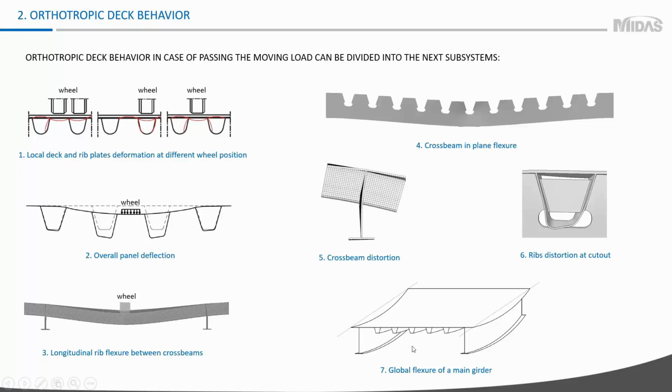And the final subsystem is a global flexure of main girder. Here in this case, orthotropic deck is the top flange of the main girder, and due to bending of the main girder, longitudinal ribs and deck plate, it carry global axial forces. All right. Now I would like to describe how all these subsystems affect the strength check and fatigue check.